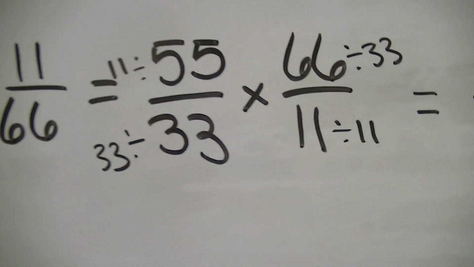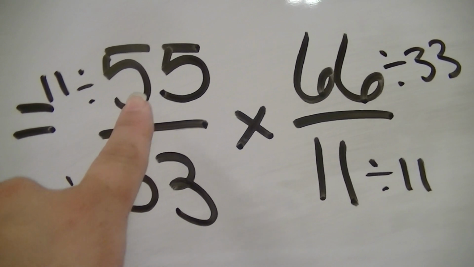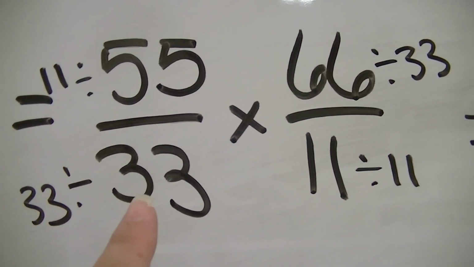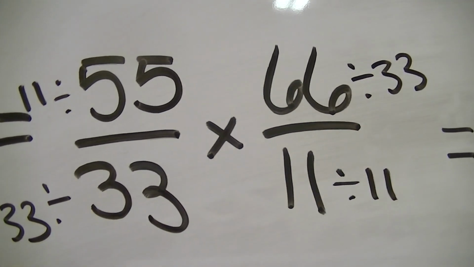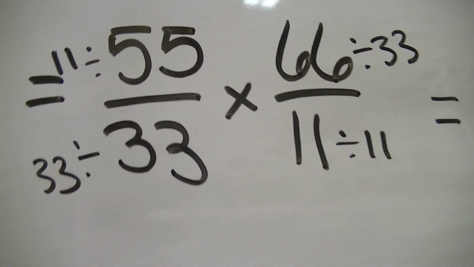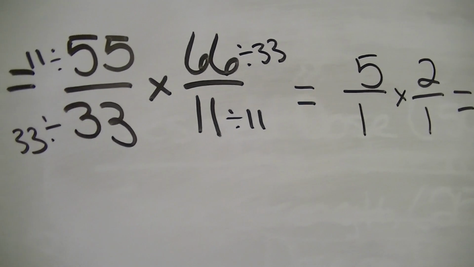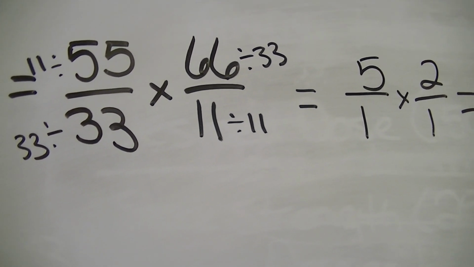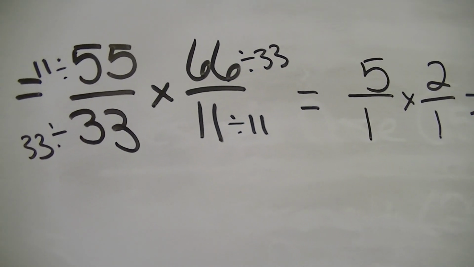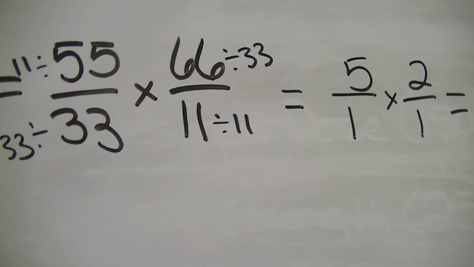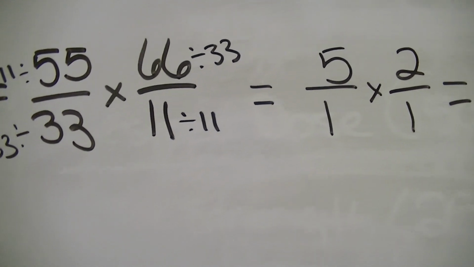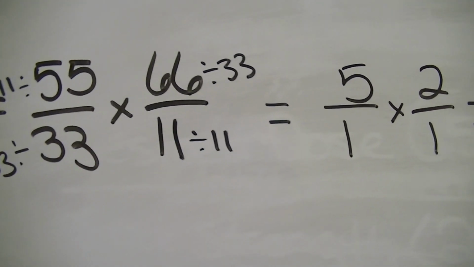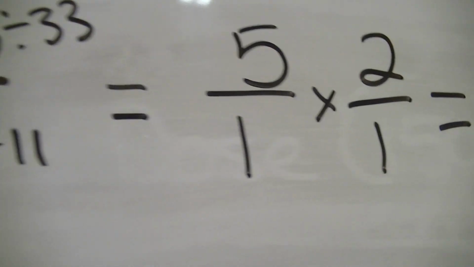So looking at this, I want to find a number that goes into 55 and 11. In this case, it's 11, so I'm going to divide by 11. What goes into 33 and 66? Again, it's 33, so we're going to divide by 33 on both these. That makes that turn into, 11 goes into 55 5 times, 33 goes into 33 one time, 66 is divided by 33 twice, and 11 goes into 11 one time. So we're really reducing that down to 5 over 1 times 2 over 1, which is a lot easier to deal with.